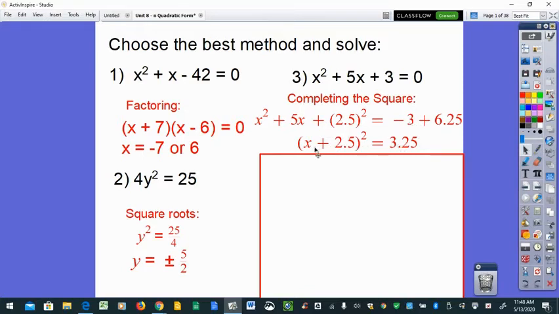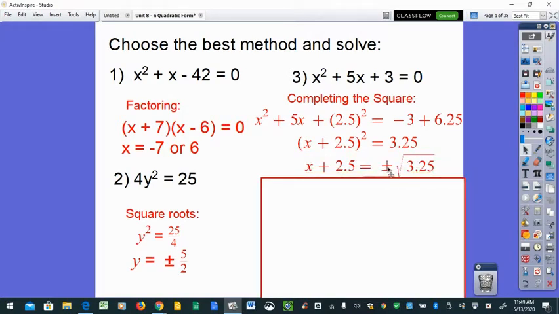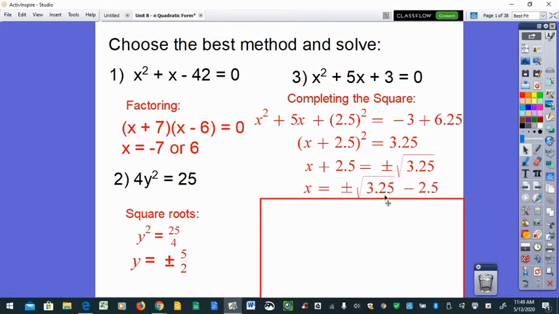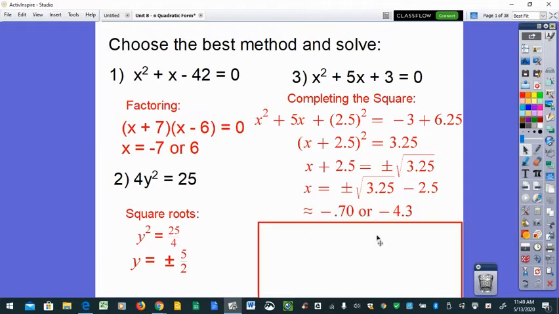And now, because the whole side is squared, I can take the square root. Don't forget to put your plus or minus. And when I take the square root of that 3.25, I'm going to subtract 2.5. So I'm going to take the positive root minus 2.5 and the negative root minus 2.5. And you should get about negative 0.70 or negative 4.3. So the square root of 3.25 minus 2.5 and the negative square root of 3.25 minus 2.5. And there are the 3 methods that we have used so far.